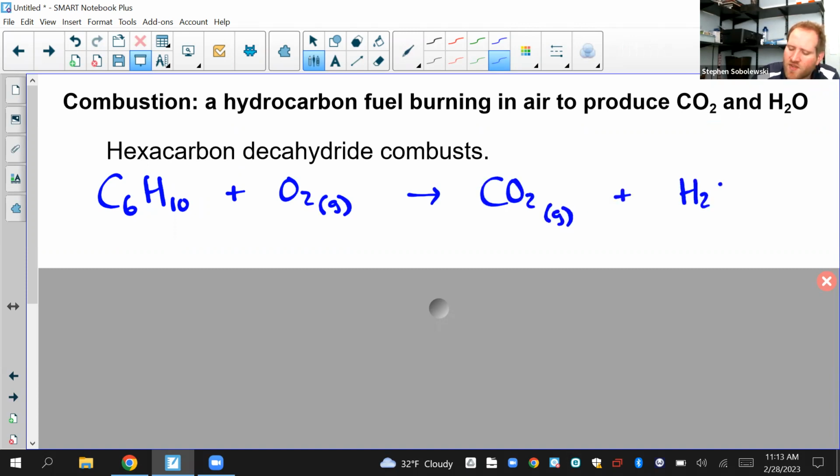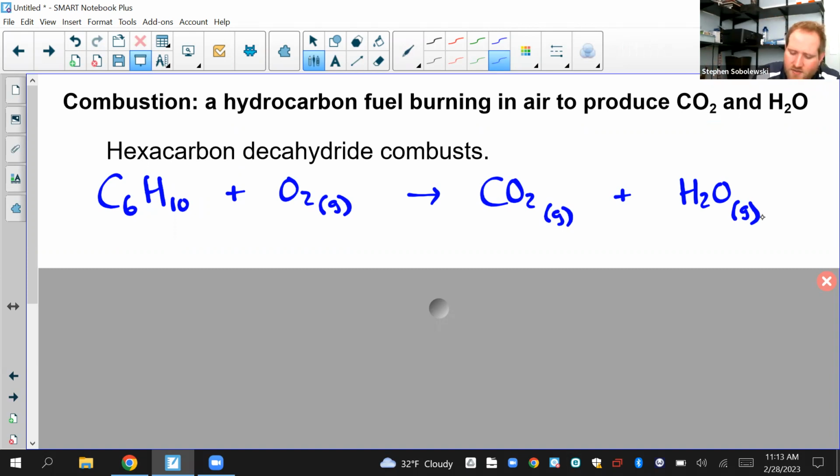and H2O. Now, the H2O will usually form a gas in combustion reactions. You can go by what your teacher usually recommends here, but I like to put gas for my water in combustion reactions because usually enough heat is given off that it's going to boil any liquid water that would have formed.